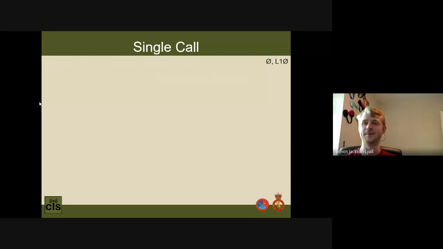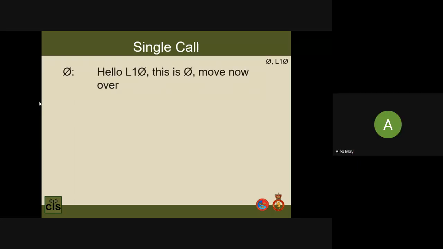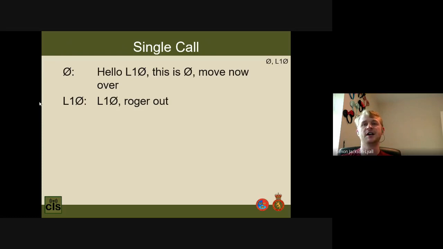Cool. So this is an example of the single call. We've covered this before. Hello, Lima 10, this is 0. Move now. Over. Lima 10. Roger. Out. So nice and easy. 0 is talking to Lima 10, they're talking to one other call sign, and that is the format of that single call.